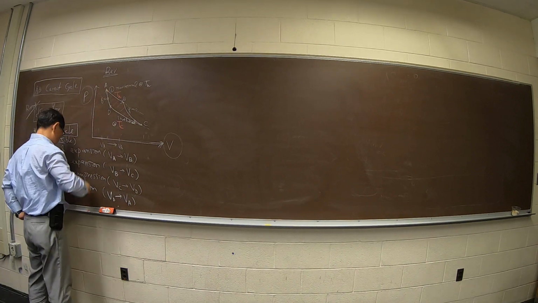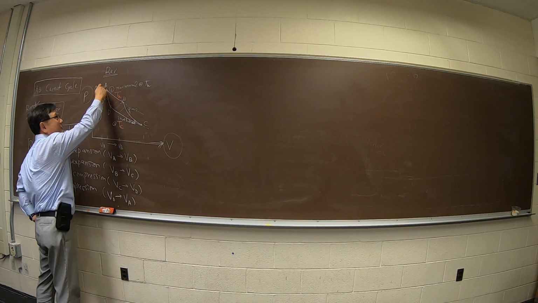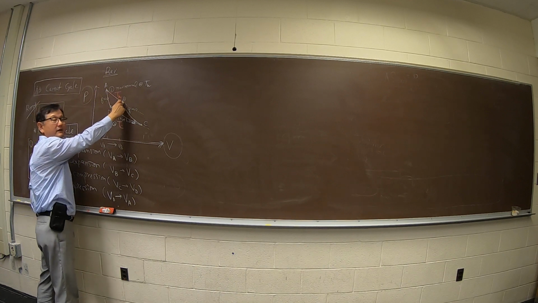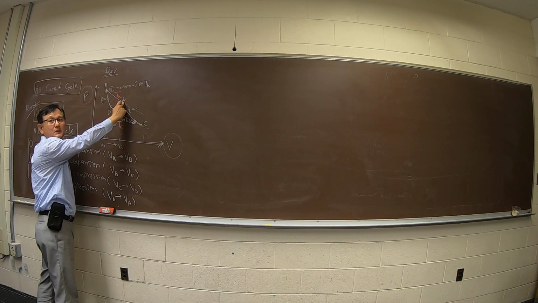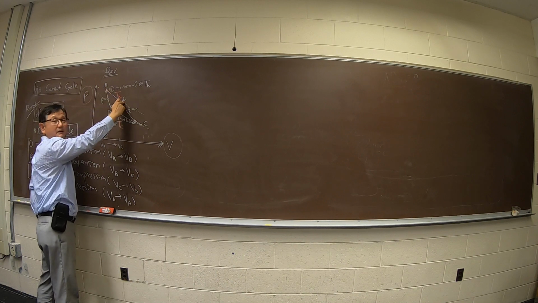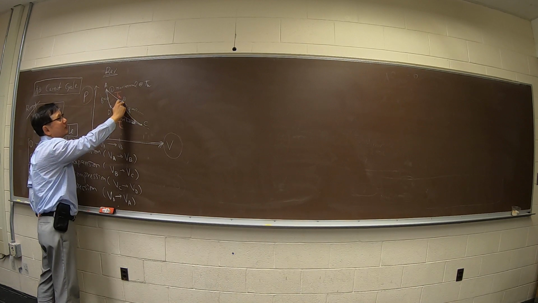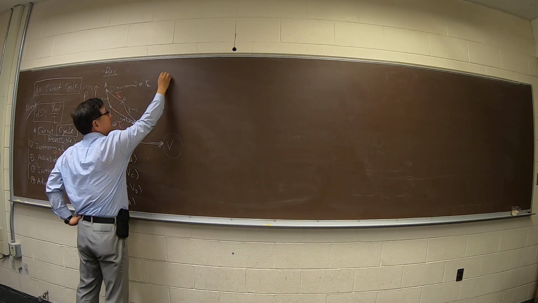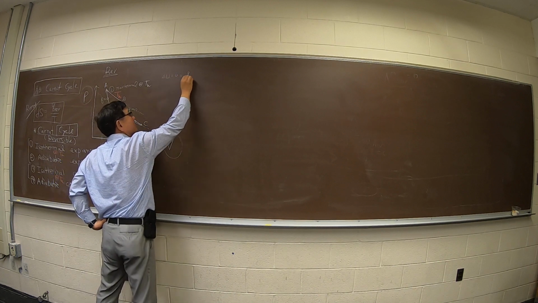So now I'm going to use a big one, okay? This is an isothermal. What is my delta U? My delta U for isothermal is 0, right? So your delta U is 0. That's Q plus W.